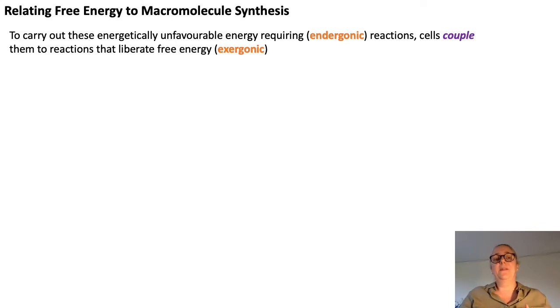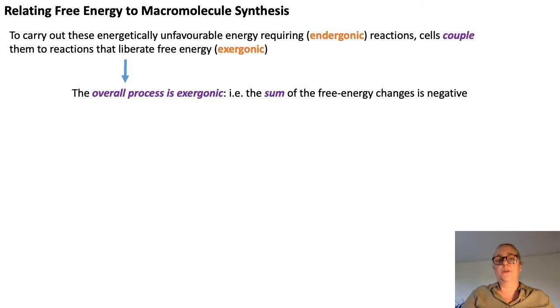If we relate the free energy to macromolecule synthesis, we can carry out energetically unfavourable reactions, which are endergonic reactions. The cells couple them to reactions that liberate free energy, which are exergonic. So the overall process is exergonic. Essentially, the sum of the free energy changes is negative.